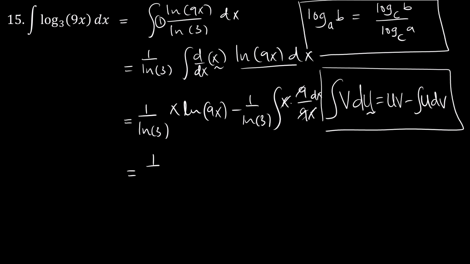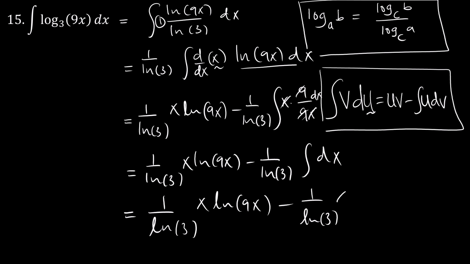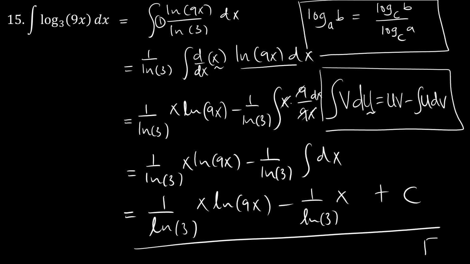So we have 1 over natural logarithm of 3 times x natural logarithm of 9x minus 1 over natural logarithm of 3 times the integral of 1. So this becomes 1 over natural logarithm of 3 times x natural logarithm of 9x minus 1 over natural logarithm of 3 times x plus c, the integration constant. And that, ladies and gentlemen, is our answer. So on to problem number 16.